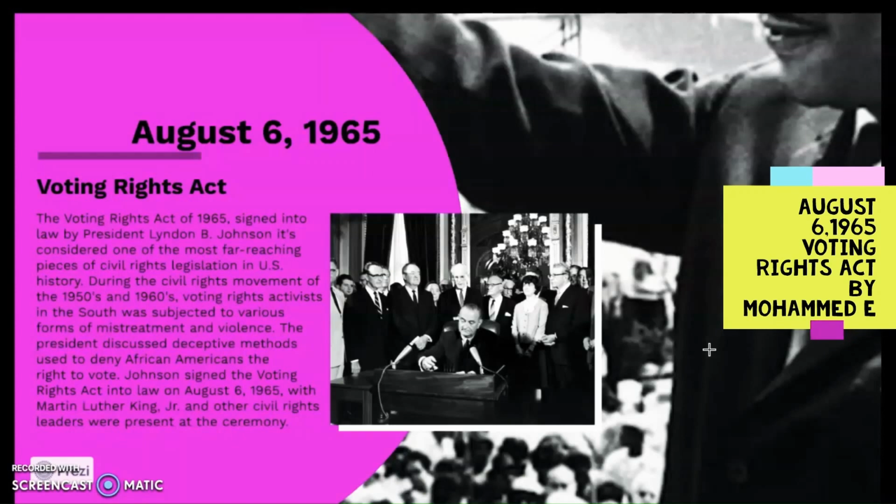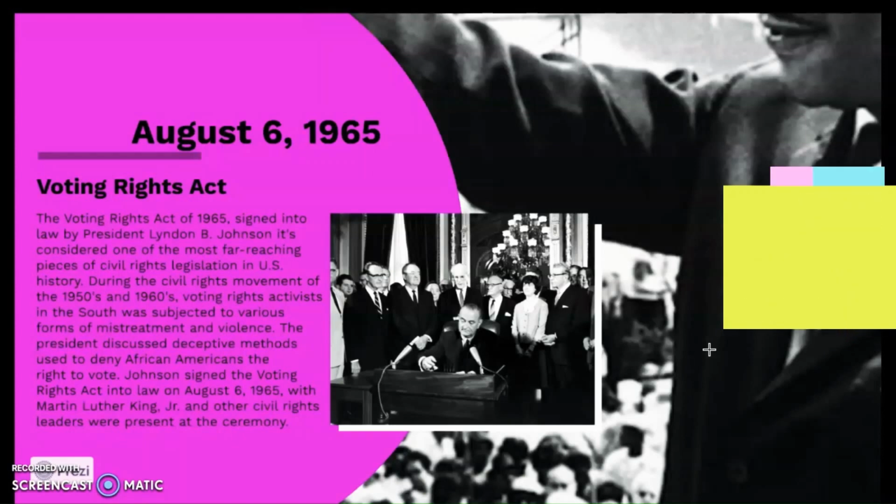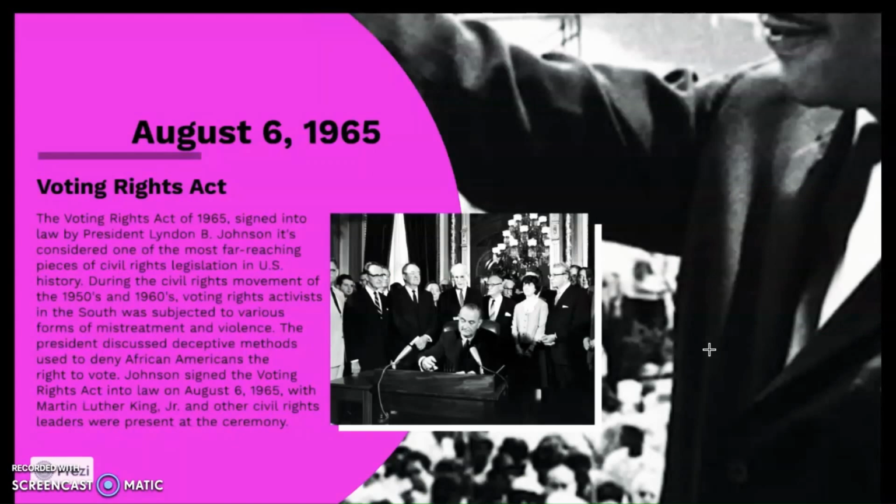During the civil rights movement of the 1950s and 1960s, voting rights activists in the South were subjected to various forms of mistreatment and violence. The president discussed the destructive methods used to deny African Americans the right to vote. Johnson signed the Voting Rights Act into law on August 6, 1965, with Martin Luther King Jr. and other civil rights leaders present at the ceremony.